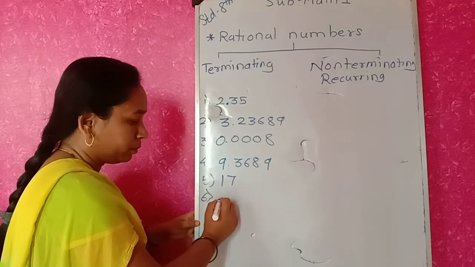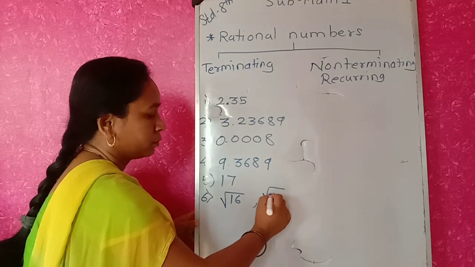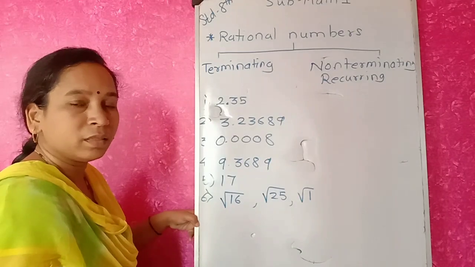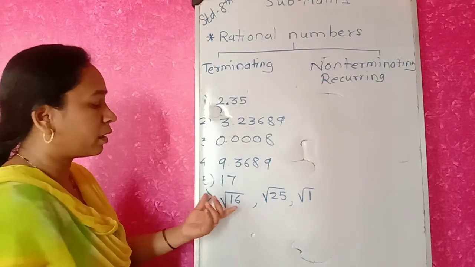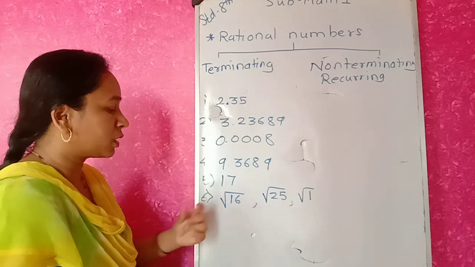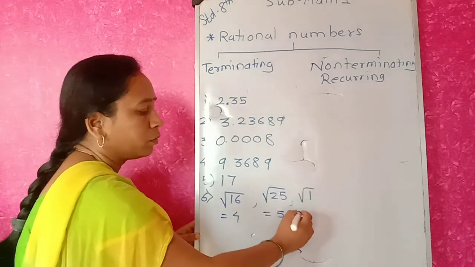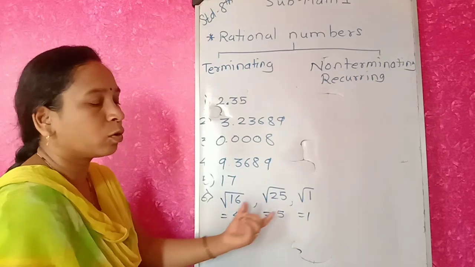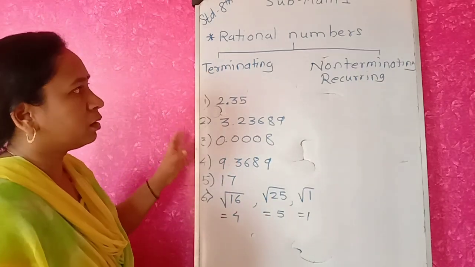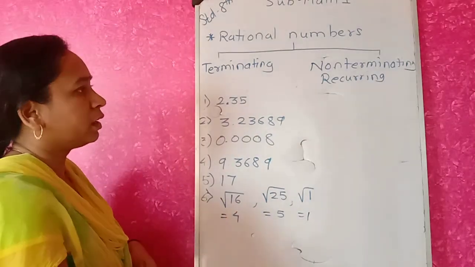Sixth one, root 16, root 25, root 1. These are also rational numbers. Why? They are in roots, so how can we say they are rational numbers? Root 16 is nothing but 4. Root 25 is nothing but 5. Root 1 is nothing but 1. That means these are also terminating numbers, and all these numbers are rational numbers. Now we'll go to the next one, non-terminating recurring numbers.